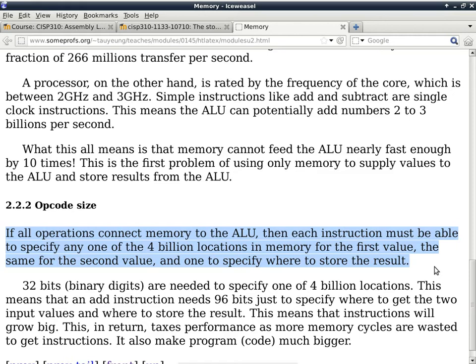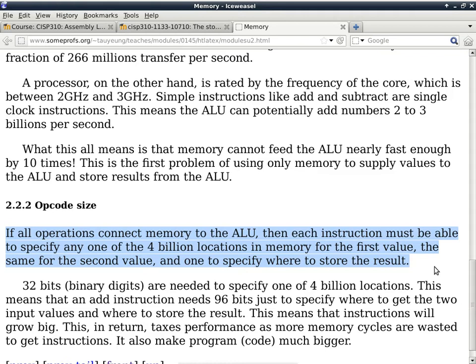The instruction is like a subroutine, okay? So when you look at the prototype of this subroutine, it has at least 3 parameters. One parameter to get the first operand, one to get the second one. So the first 2 are the input into the ALU, and then you need a third one to specify where to store the value. Each one can be one of 4 billion locations. So you need 32 bits for this one, 32 bits for this one, 32 bits for this one.